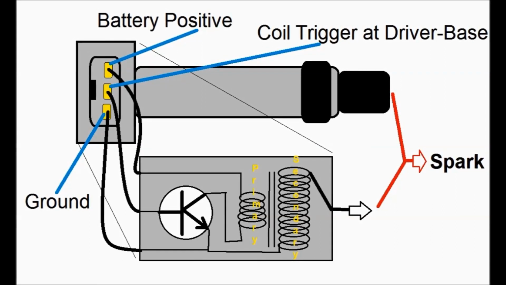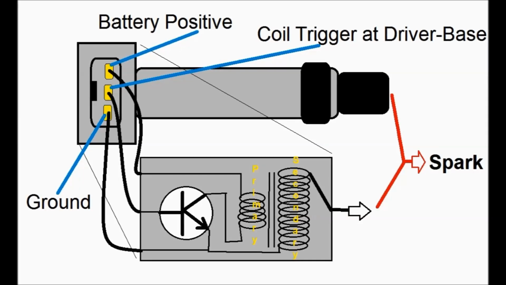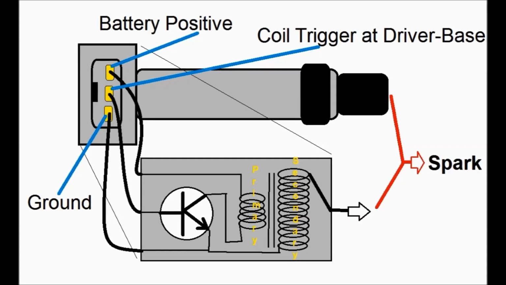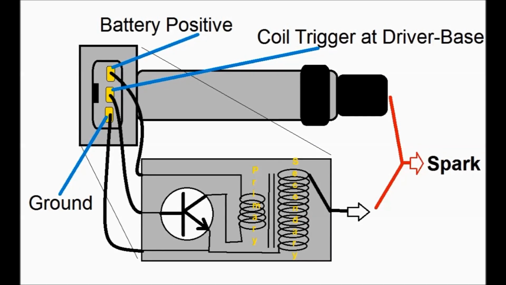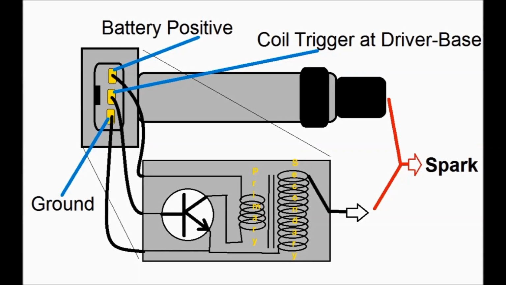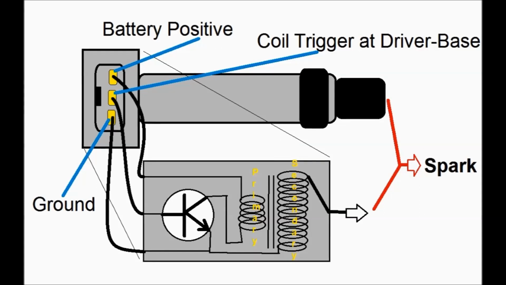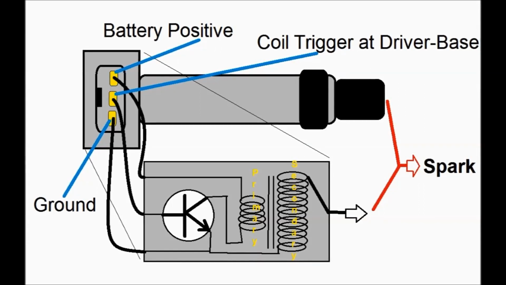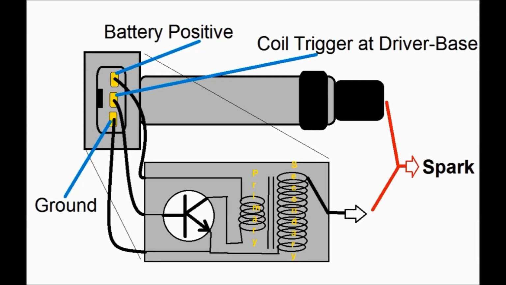The voltage induced in this primary coil is the one that actually steps up the voltage to at least 20,000 volts. This is the one that's going to go to the spark. It's going to give you the spark, it's going to go to the spark plugs.